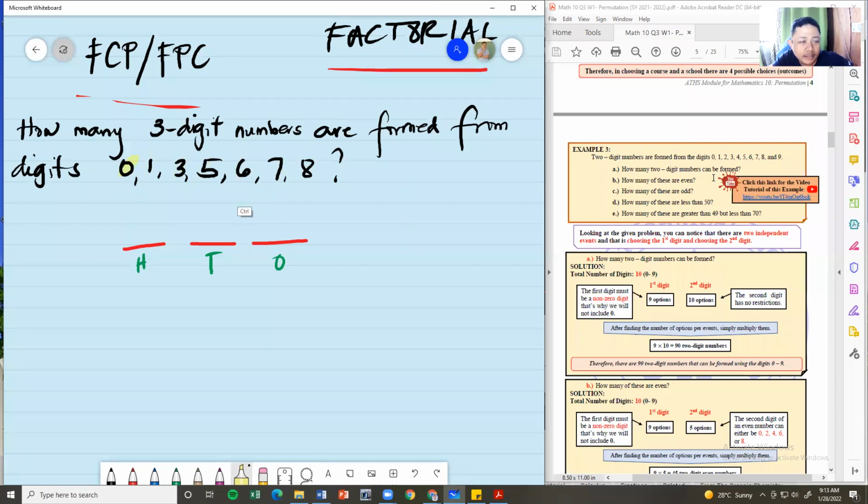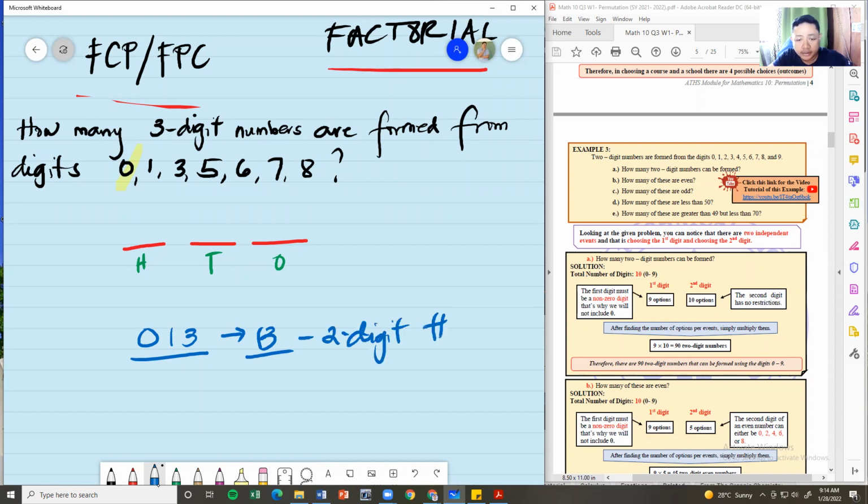Those are the digits. The question is, which of these digits can be used? Can we put 0 as the hundreds digit? Yes or no? Of course not. Why? Because if we will put 0 in the hundreds place and then 1, 3, is this a 3-digit number? It's not. This is just actually 13 and this is just a 2-digit number. Can you follow? So hindi siya pwedeng ilagay. 0 cannot be put in the hundreds place.